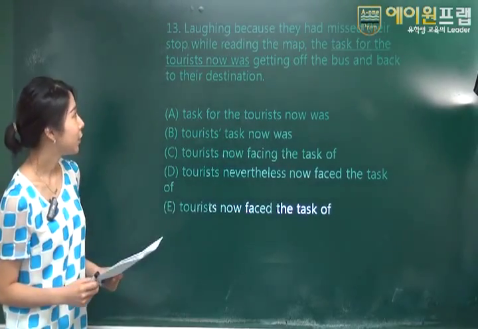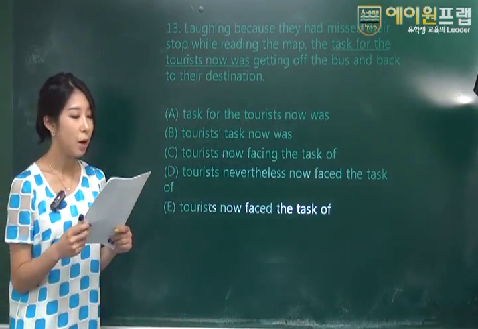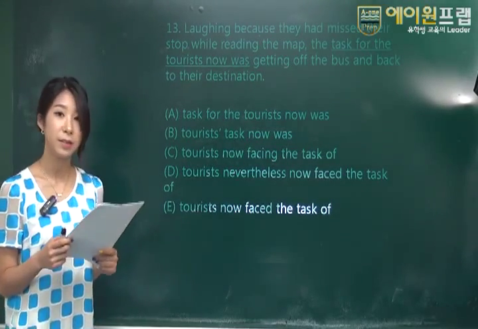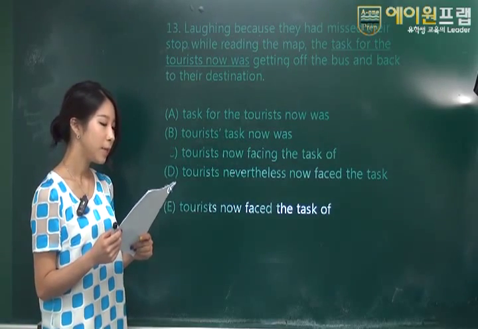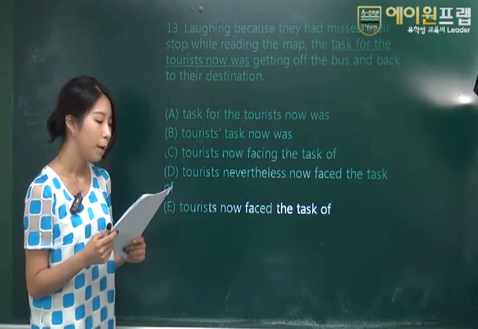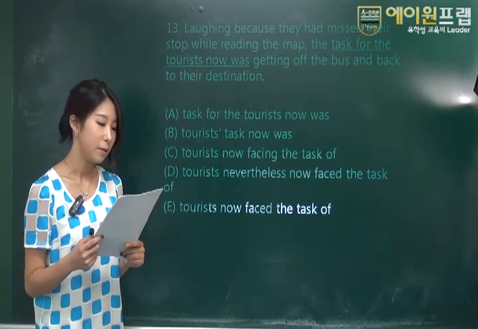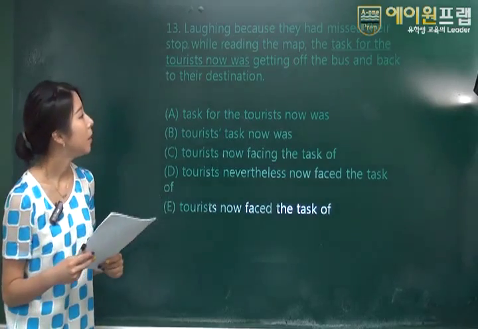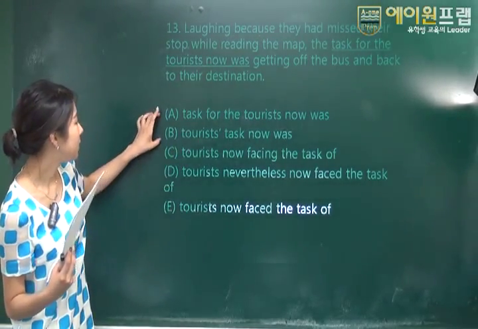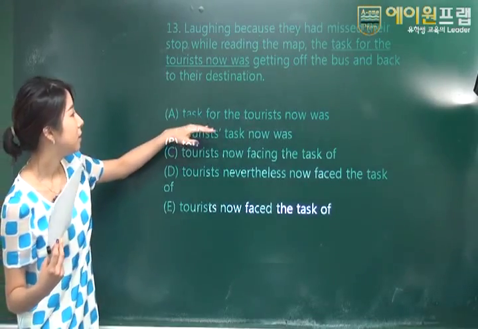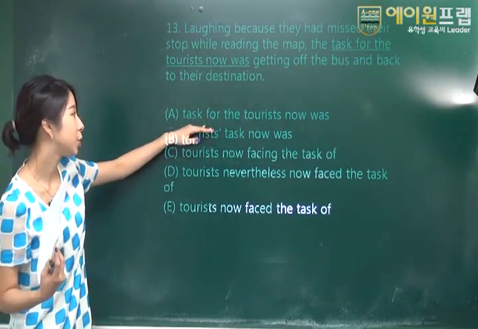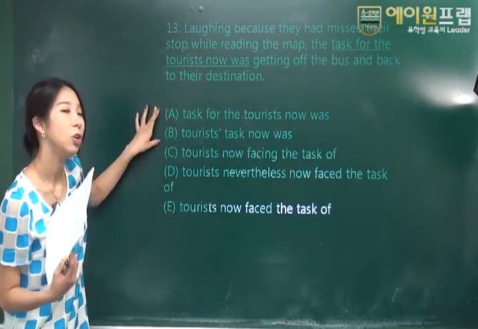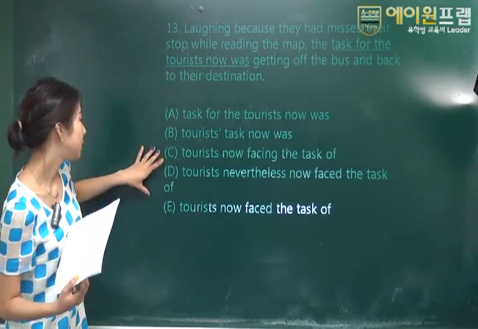Okay. So question number 13. Laughing because they had missed their stop while reading the map, the task for the tourists now was getting off the bus and back to their destination. So in this sentence, what should be the subject of the sentence? Obviously, the one who's laughing because they missed their stop, the tourists, right? So we can immediately eliminate A and B because they have task as the subject of the sentence. Task for the tourist and tourist task. So A and B are incorrect. And we're going to look at C, D, and E.